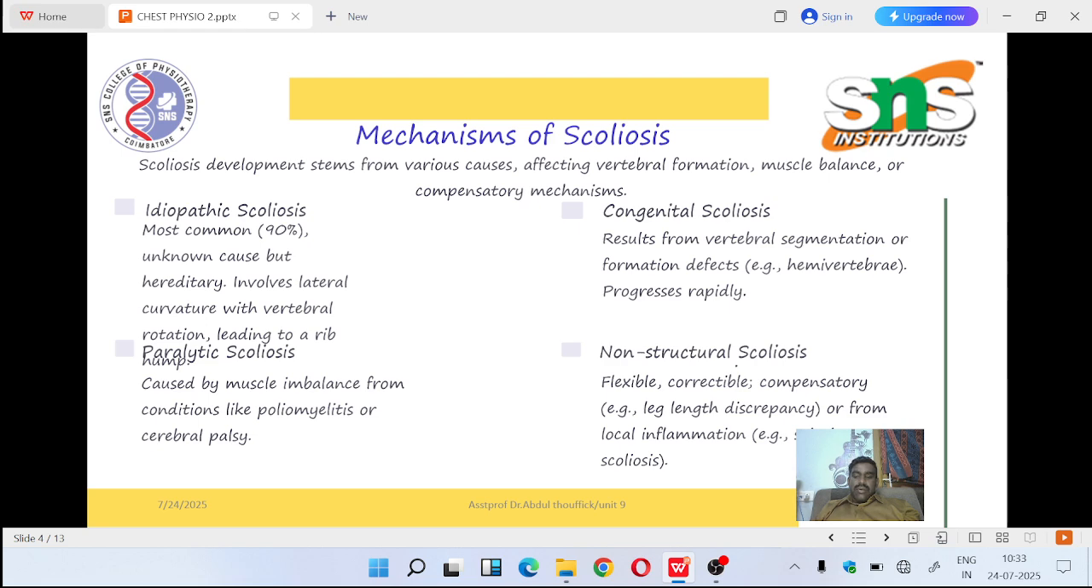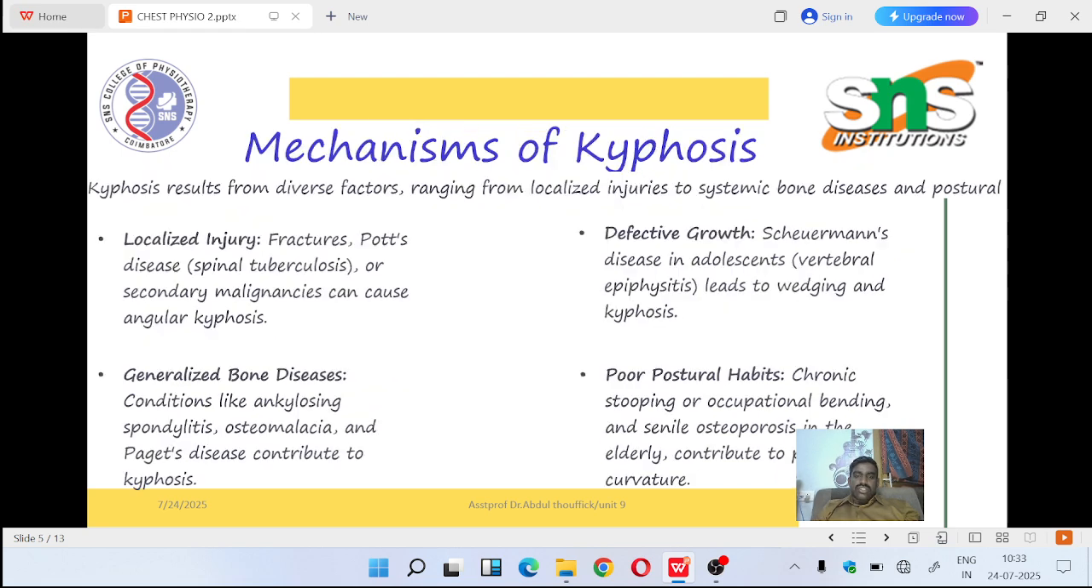What are the main mechanisms of kyphosis? Kyphosis can result from localized injury, like vertebral fracture or disease such as TB spine and metastasis; generalized bone disease, like ankylosing spondylitis, osteomalacia, and Paget's disease. Growth factors may be involved, like Scheuermann's disease in adolescents. Postural changes may occur due to poor posture or osteoporosis in the elderly, leading to progressive stooping.